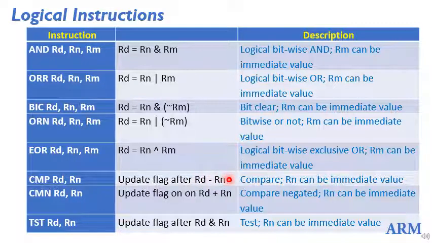The compare instruction always performs subtraction of the two operands. So it performs RD minus Rn, but you don't get the difference anywhere. The difference is not stored anywhere, but the flags are updated to reflect the result of this operation.